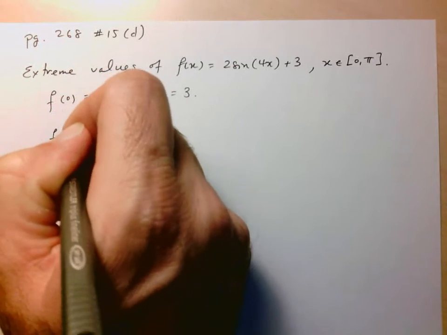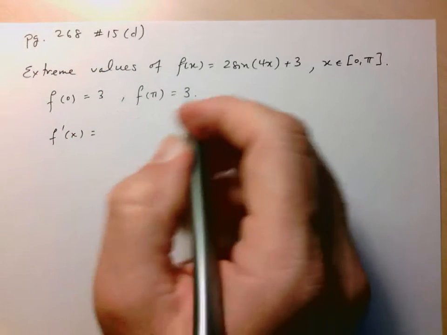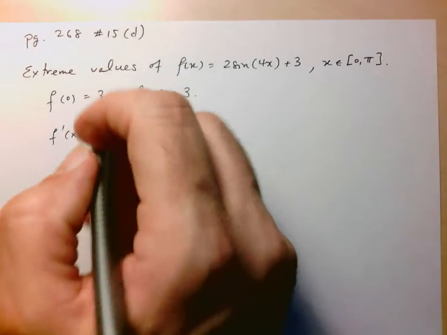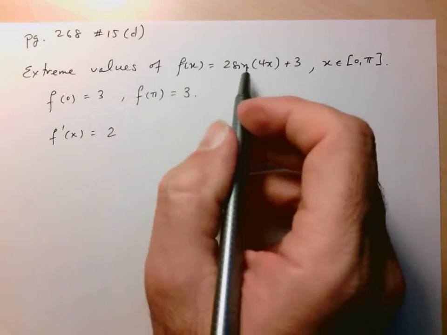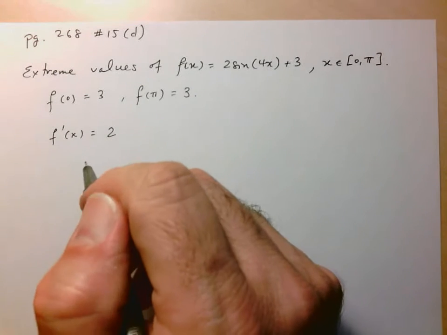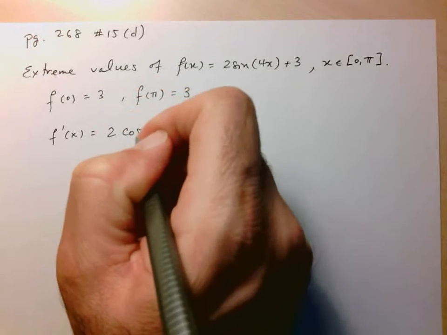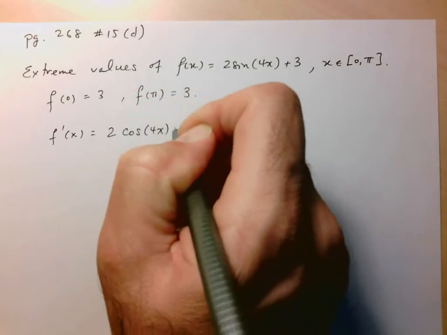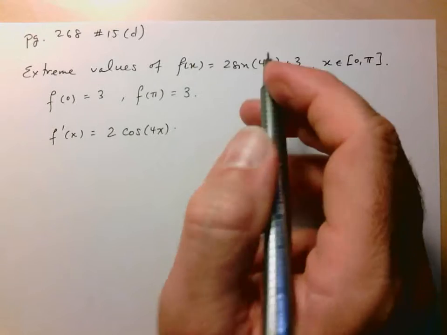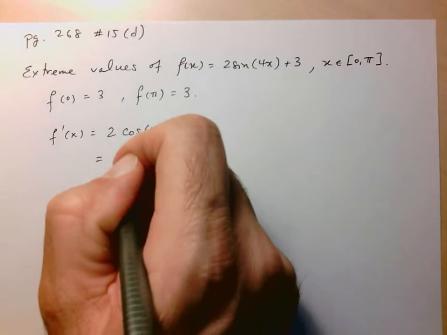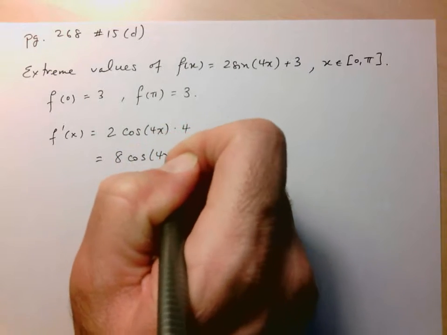So f prime of x is going to be equal to, first of all, the derivative of 3 is just going to be 0, so we don't have to worry about that, so 2 is just a constant. So for the derivative of sine 4x, we're going to have to use the chain rule here. The derivative of sine is cos, so we have cos of 4x, and then multiply that by the derivative of 4x with respect to x, which is just 4. So here we've got the derivative function is 8 cos 4x.